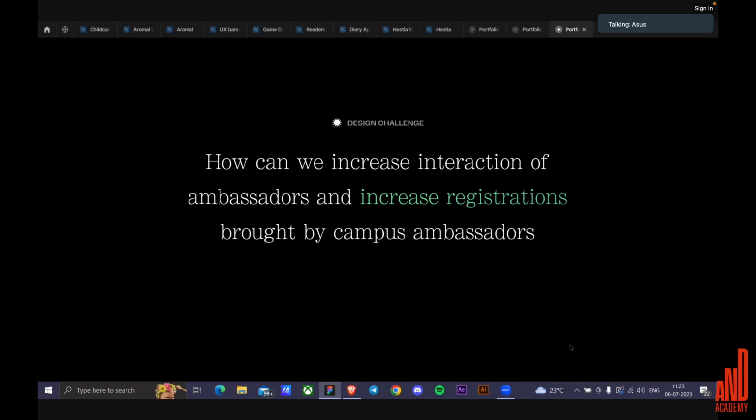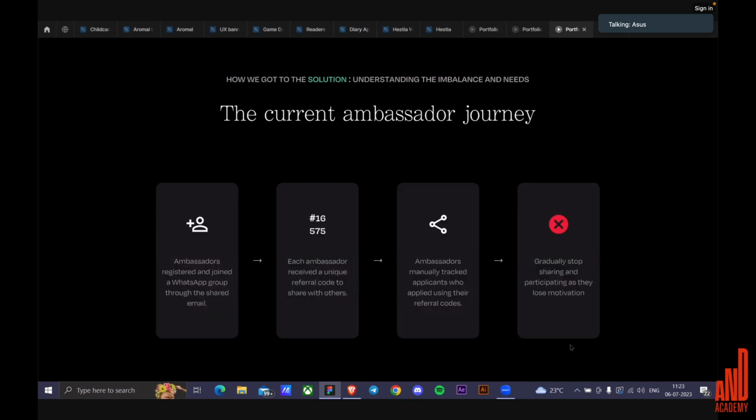How can I, as a user experience designer, increase the interaction of ambassadors and hopefully increase the registrations brought in by campus ambassadors? In order to do that, I had to go through the process of a campus ambassador. What was their journey? What was the current process? What were the issues happening in that process? And then find solutions.